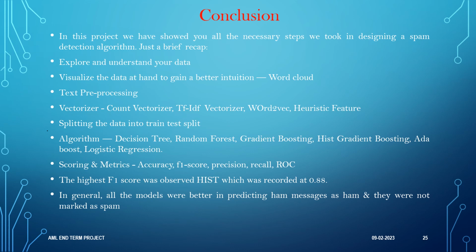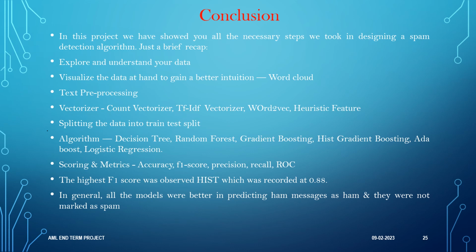Then the data was split into 80% for training, 5% for validation and 15% for testing. The algorithms used here are decision tree, random forest, gradient boosting, hist gradient boosting, AdaBoost and logistic regression. For each algorithm we calculated the score metrics using accuracy, F1 score, precision, recall and ROC.